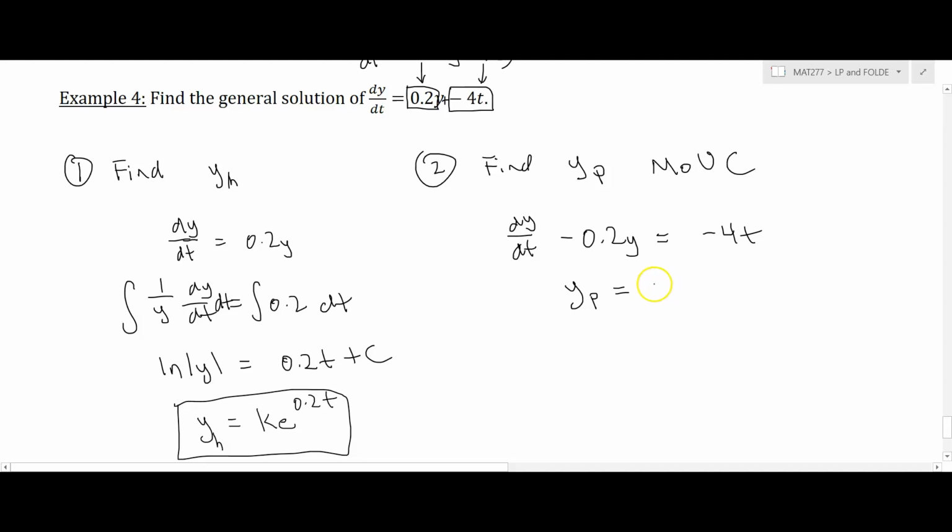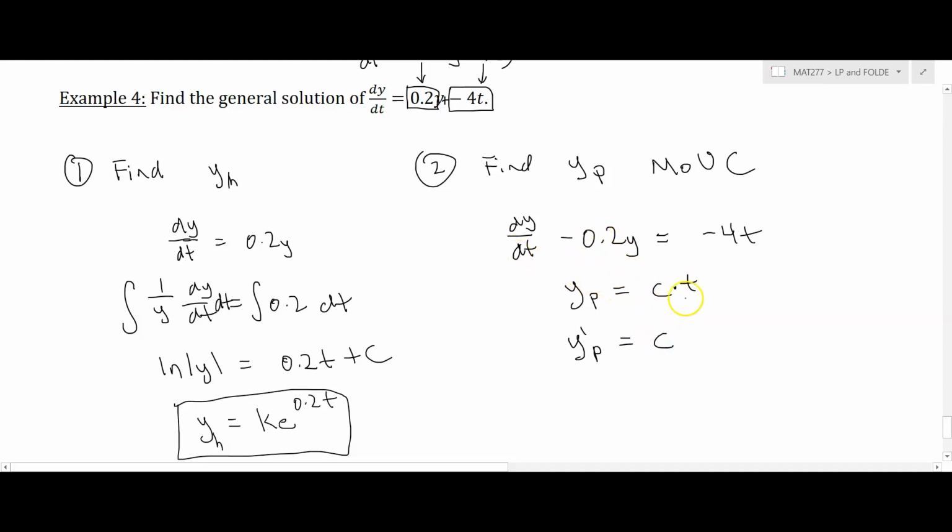Let me write this as some constant times t plus some other constant. The reason I have to do that is because once I take the derivative of this, I am going to end up having a linear function. I'm sorry, we don't really need the d on there because that's not going to influence our derivative. But if I take the derivative of yp, I'm just going to get the constant c.